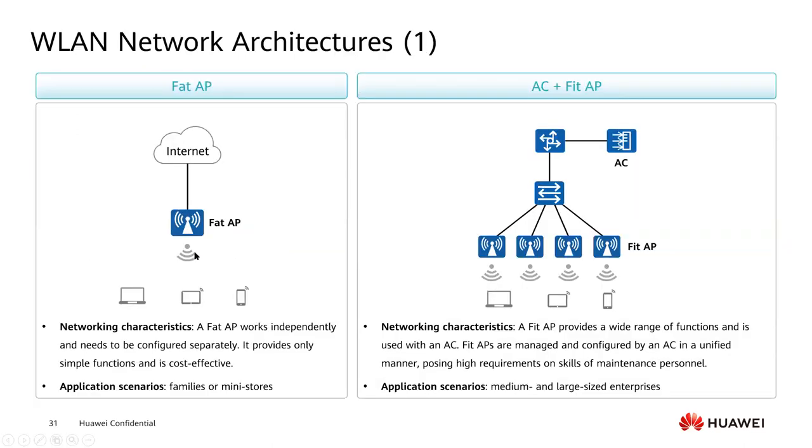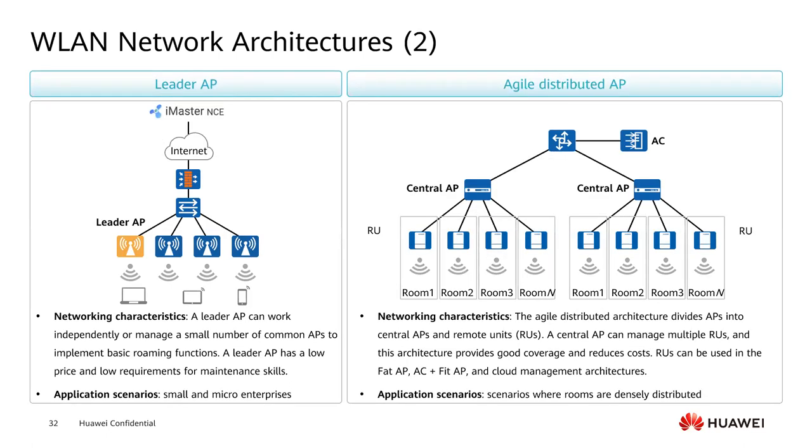Okay, next we will see some of the WLAN technologies. Since we have the certification dedicated for the WLAN, in the HCIE-Campus we just simply introduce the architecture of WLAN. Okay, we have the FAT AP and the AC plus FIT AP scenarios, which is for small scale networks, for example, families or mini stores, and AC plus FIT AP for the medium and large scale enterprise networks, or public stores, public locations.